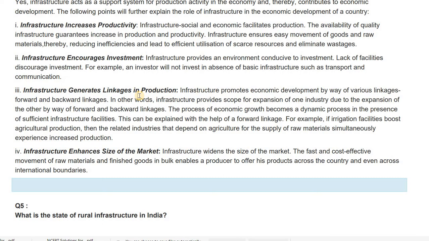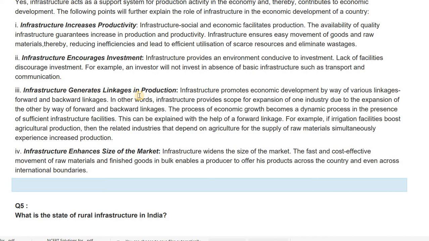The process of economic growth is dependent on infrastructure facilities. Then this can be explained with the forward linkage. Example, irrigation facilities boost agricultural production, and the industries that depend on agriculture for the supply of raw materials simultaneously experience increased production. Okay, then infrastructure generates linkage in production.